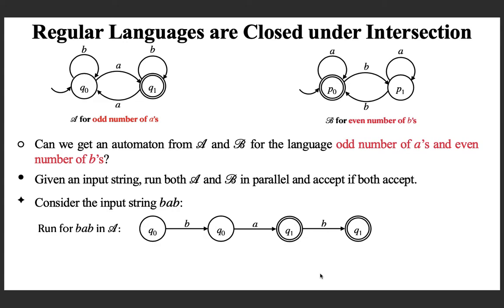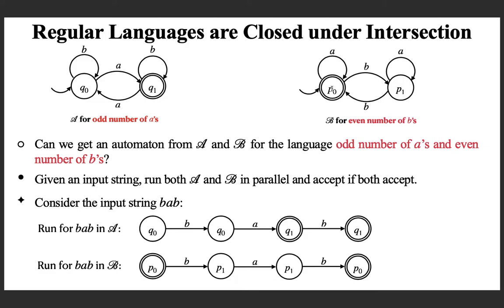So what is the run for the same input string in the B automaton? It's here. You start at P0, B is taking you to P1, from there A is taking you back to P1 again, and from there B is taking you back to P0. So that's it. For this input, both the automaton A and automaton B accept. This is an accepting run because it ends in a final state. This is again an accepting run. So the input string is accepted by both the automata, and so it is in the intersection.